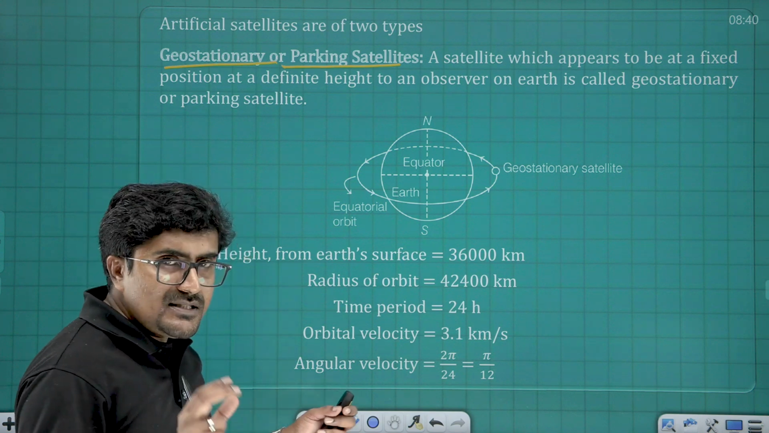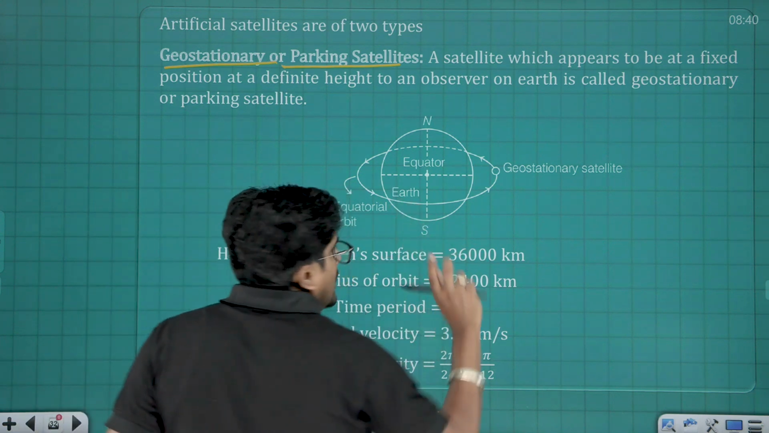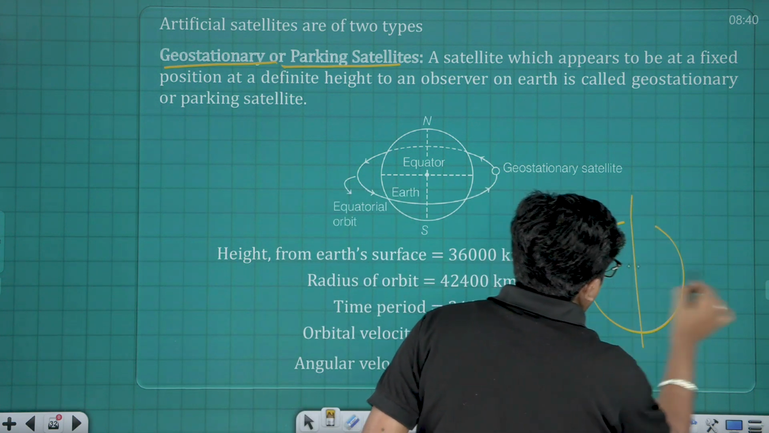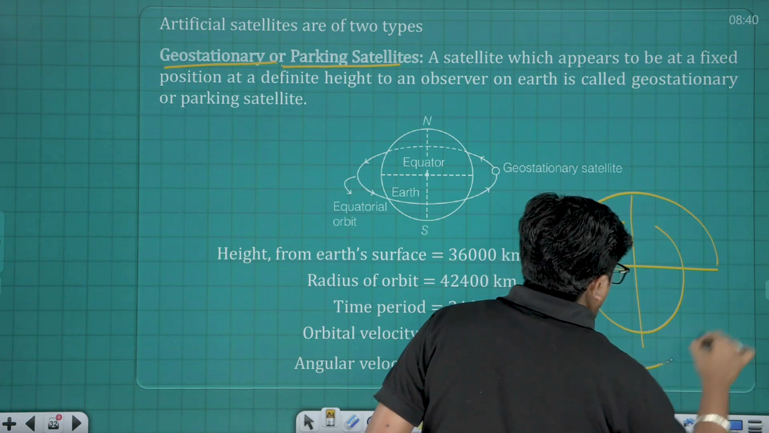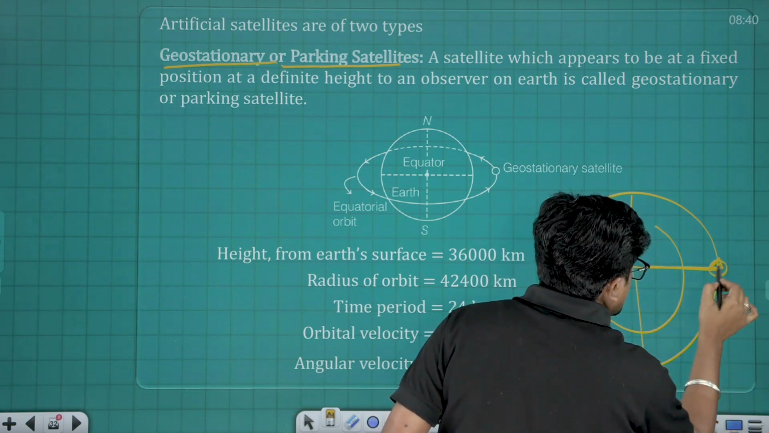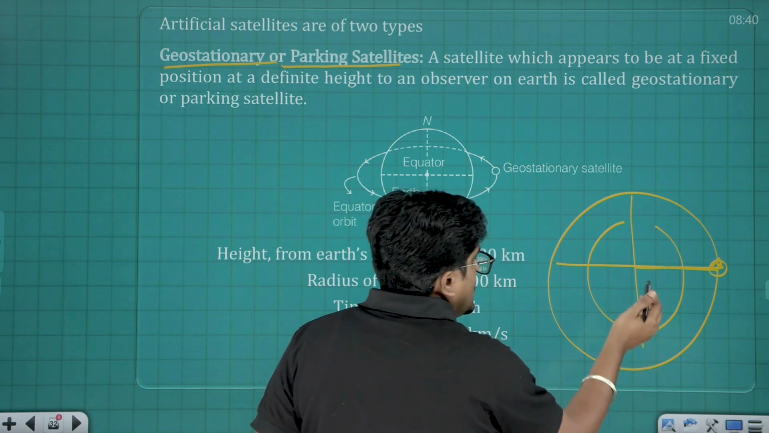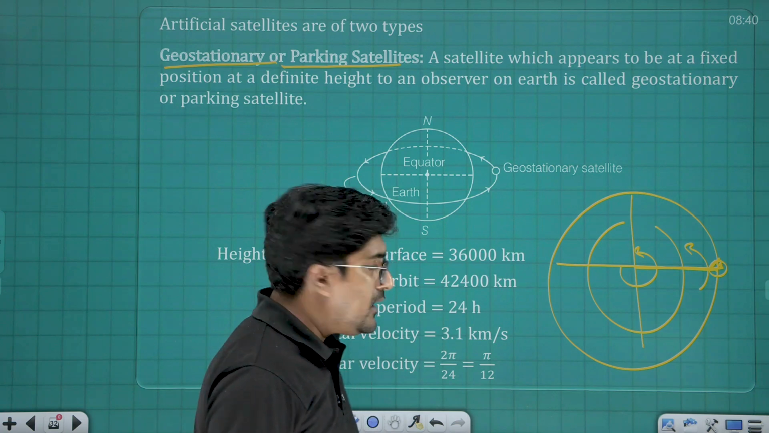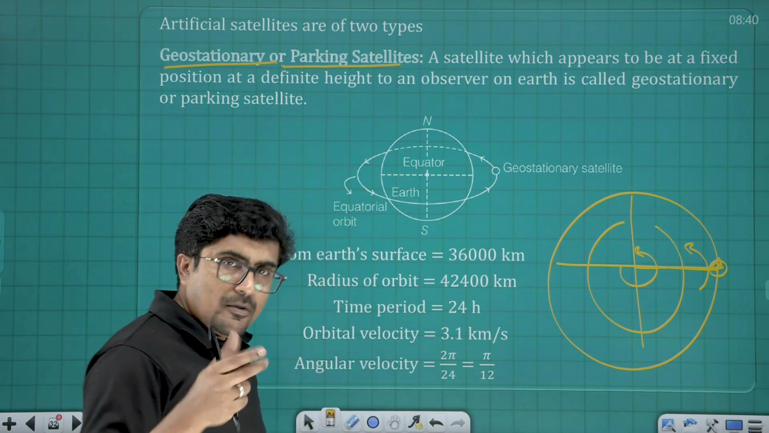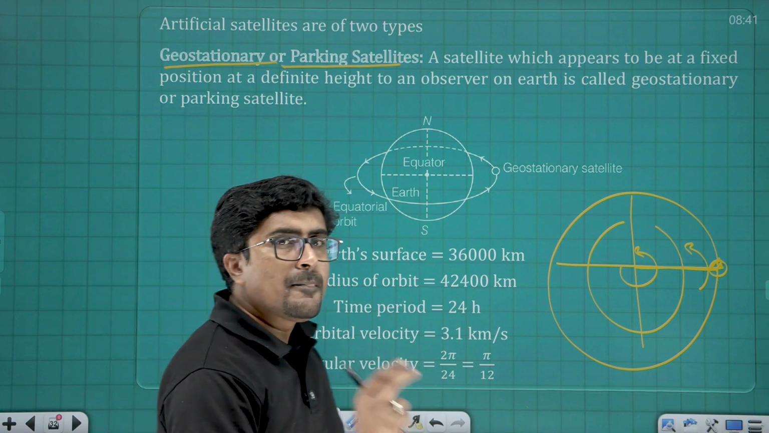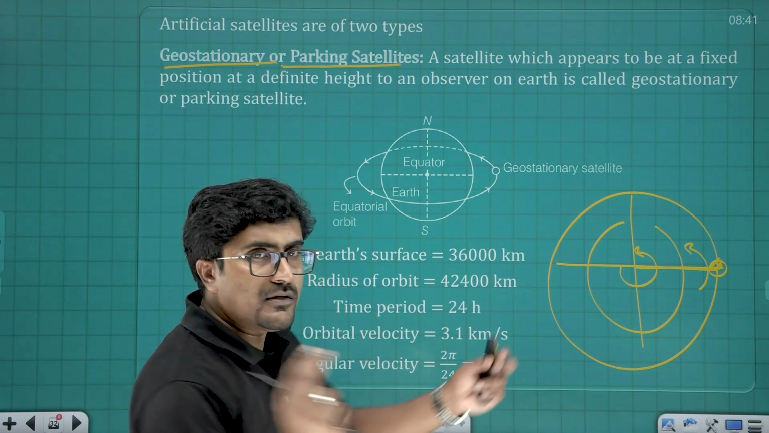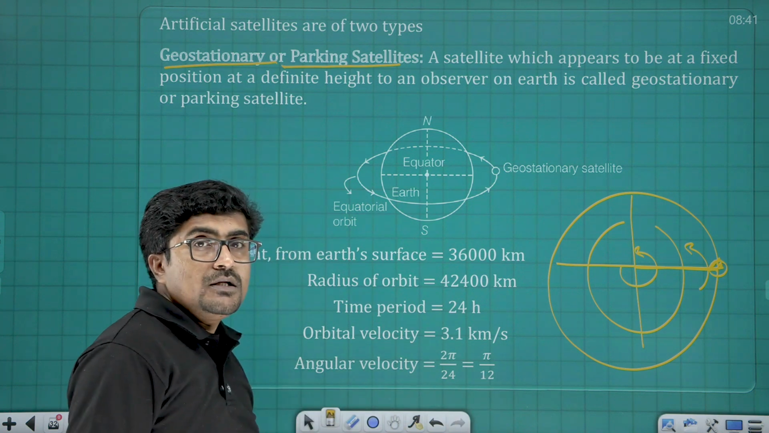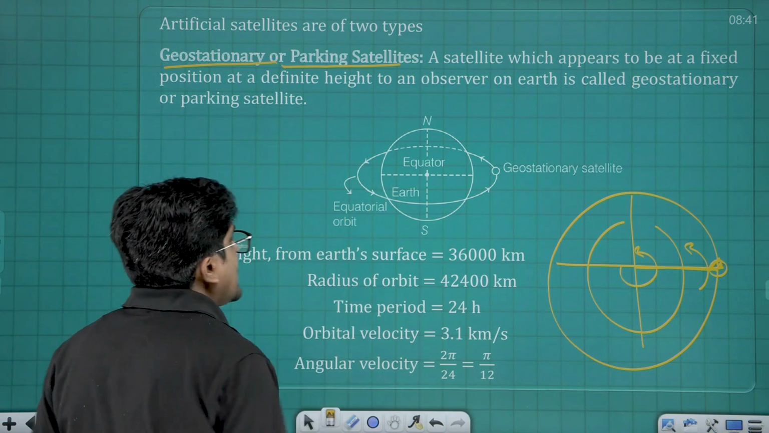So what happens is, if the Earth is rotating with an angular speed of omega, and if we want a body to always be at this particular position, then the angular speed of this and the angular speed of this one need to be the same. So if we identify such an orbit and place a satellite there with the same angular speed, it is always going to be in the same position. Those types of satellites are known as geostationary satellites. Another name is parking satellites.